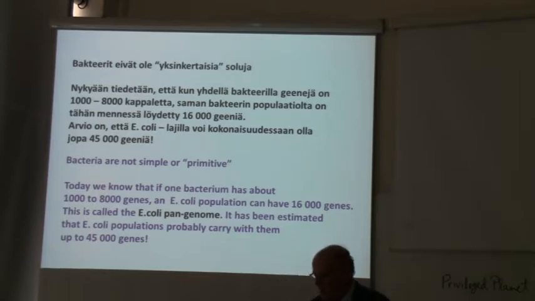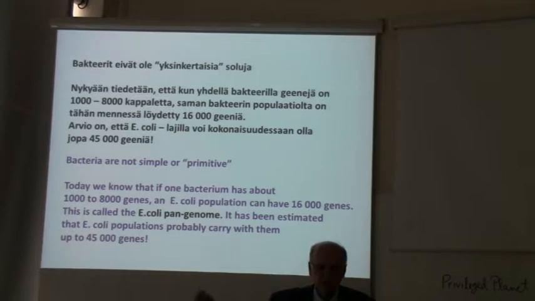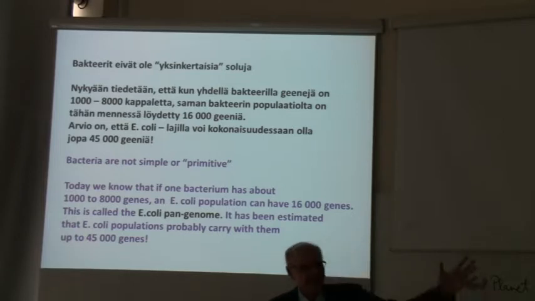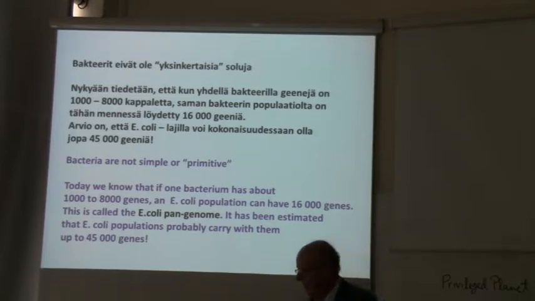Because today we know that one bacterium has about 1,000 to 8,000 genes. But a population of E. coli can have 16,000 genes. That is called the E. coli pangenome. They have like a bag of information. You take that bag, you take that bag, you take that bag. Together they got all this information, and then the guy says, well, I need this information, please come here and give me that. They give information to each other. This is called the E. coli pangenome. And today it has been estimated, this is quite new knowledge.